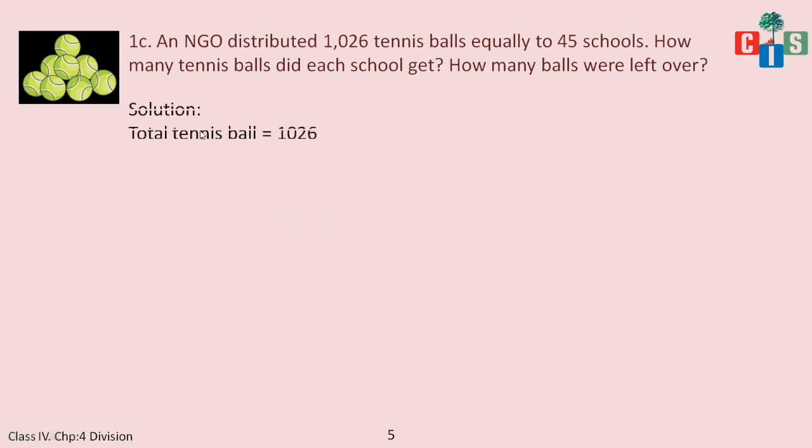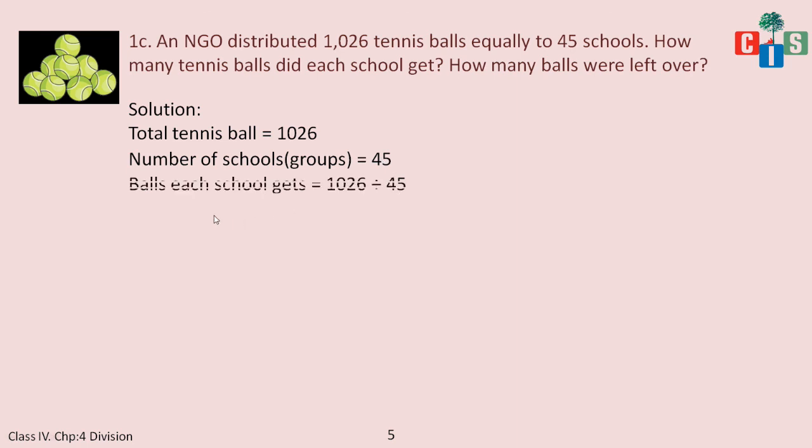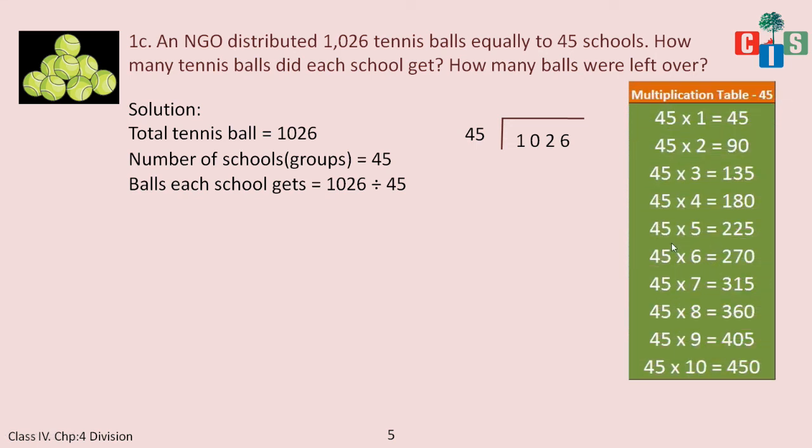Okay, and the total tennis balls were 1026. Okay, and the number of the schools or the number of groups was 45. And to find out balls in each school, you will have to divide. Okay, so for the division, we will have 45 ka table. Okay, now 1 is smaller than 45, so 45 0 times, and 1 minus 0 is 1, and this 0 will be carried down, 10. So 10 is smaller than 45, so again 45 0 times. Okay, 10 minus 0 will give me 10, and 2 will be carried down.